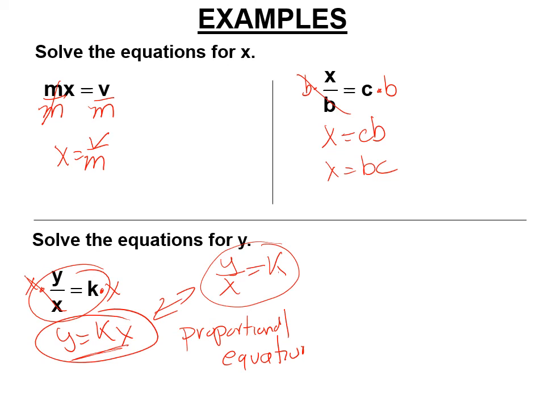You did y equals k times x. Well, that's the same equation, just with this done to it. So we multiplied both sides by x. They are in fact the same thing. They are proportional equations.